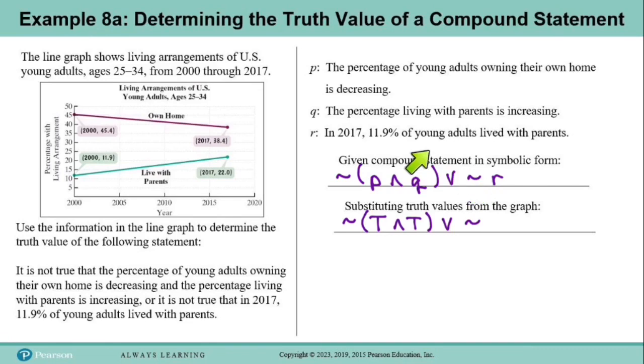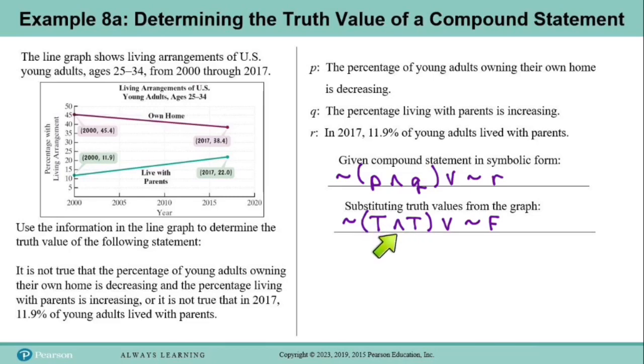And then let's look at statement R. In 2017, 11.9% of young adults lived with parents. So the lived with parents line is this bottom one here, and they've got it marked here because it would be difficult to read it exactly on this size of graph, but it says that in 2017, 22.0% lived with parents. And so it looks like statement R is false because statement R says that 11.9% lived with parents, and we can see from the graph that's not correct. So not false.